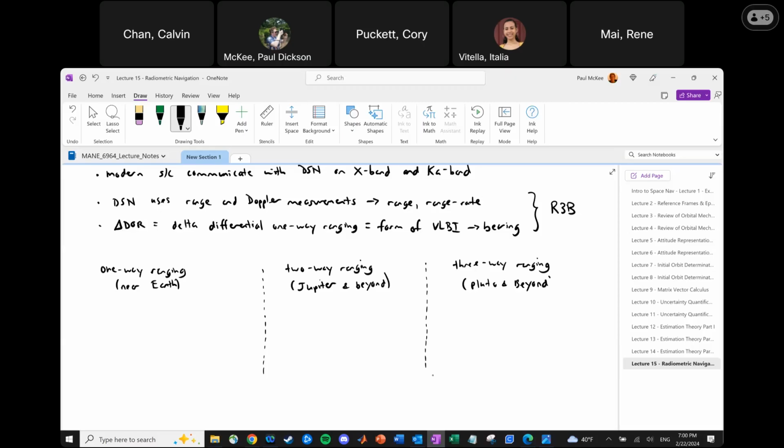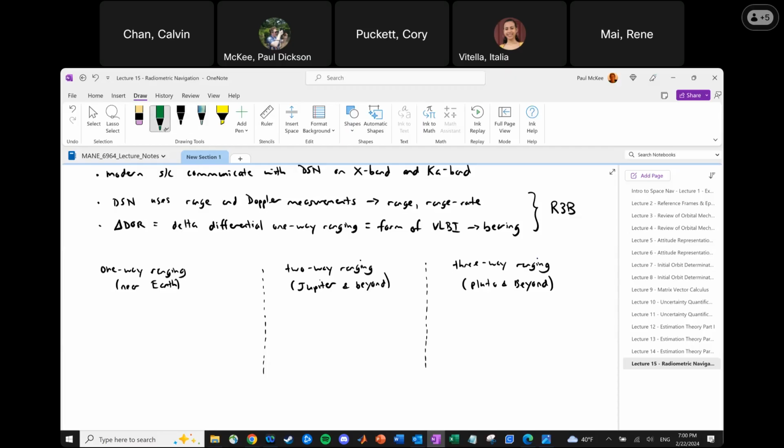And you might be saying to yourself, gosh, we can communicate with things at Pluto? Yeah, we can communicate way past Pluto. We're still in communication with the Voyager spacecraft, which are arguably outside the solar system, depending on where you define the edge of the solar system. So yes, we can communicate quite a bit past Pluto.